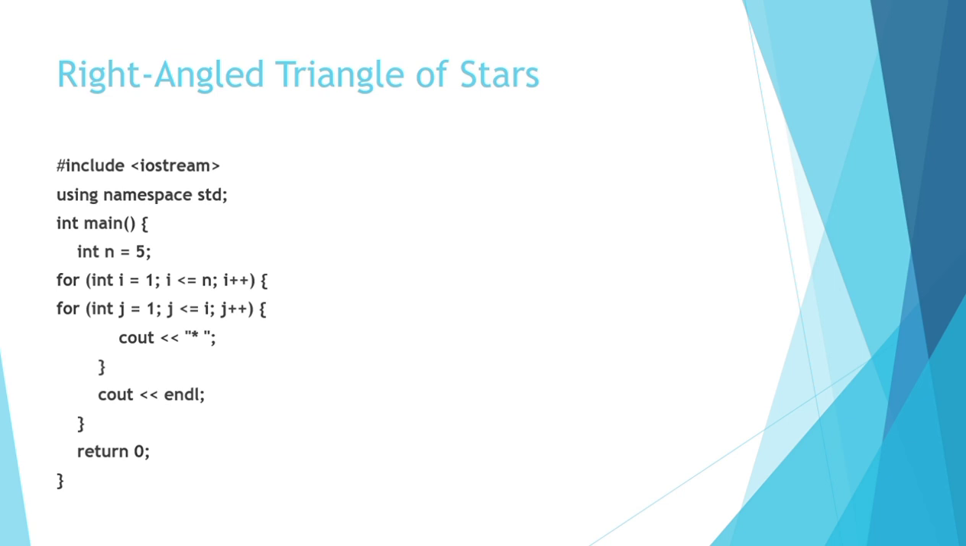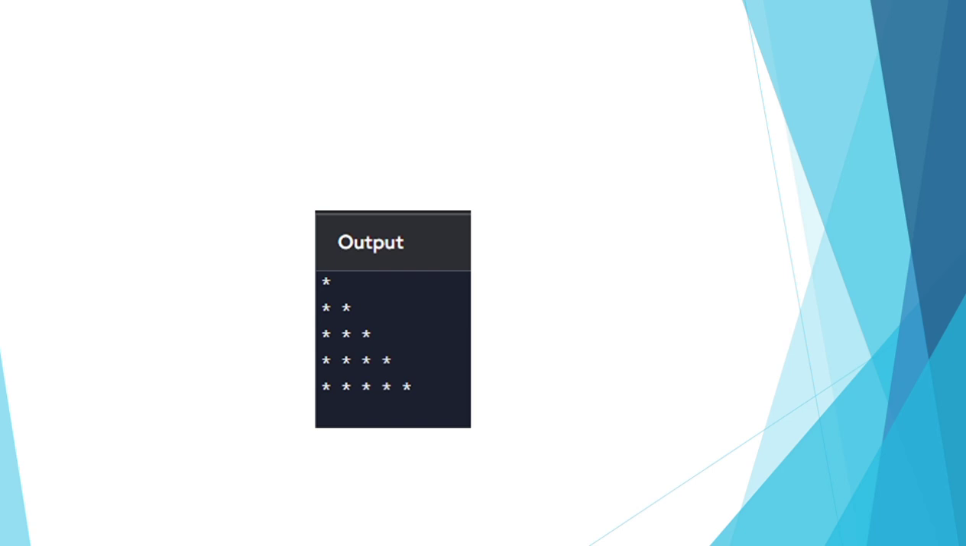In each iteration of the outer loop, the number of stars printed increases by 1. The inner loop is responsible for printing the stars, and the number of iterations of the inner loop is determined by the current value of the outer loop, i. The result is a triangle-shaped pattern of stars, with the first row containing 1 star, the second row containing 2 stars, and so on. After the inner loop runs for each i, a new line is printed to start the next row. After successful execution, output will be like this.